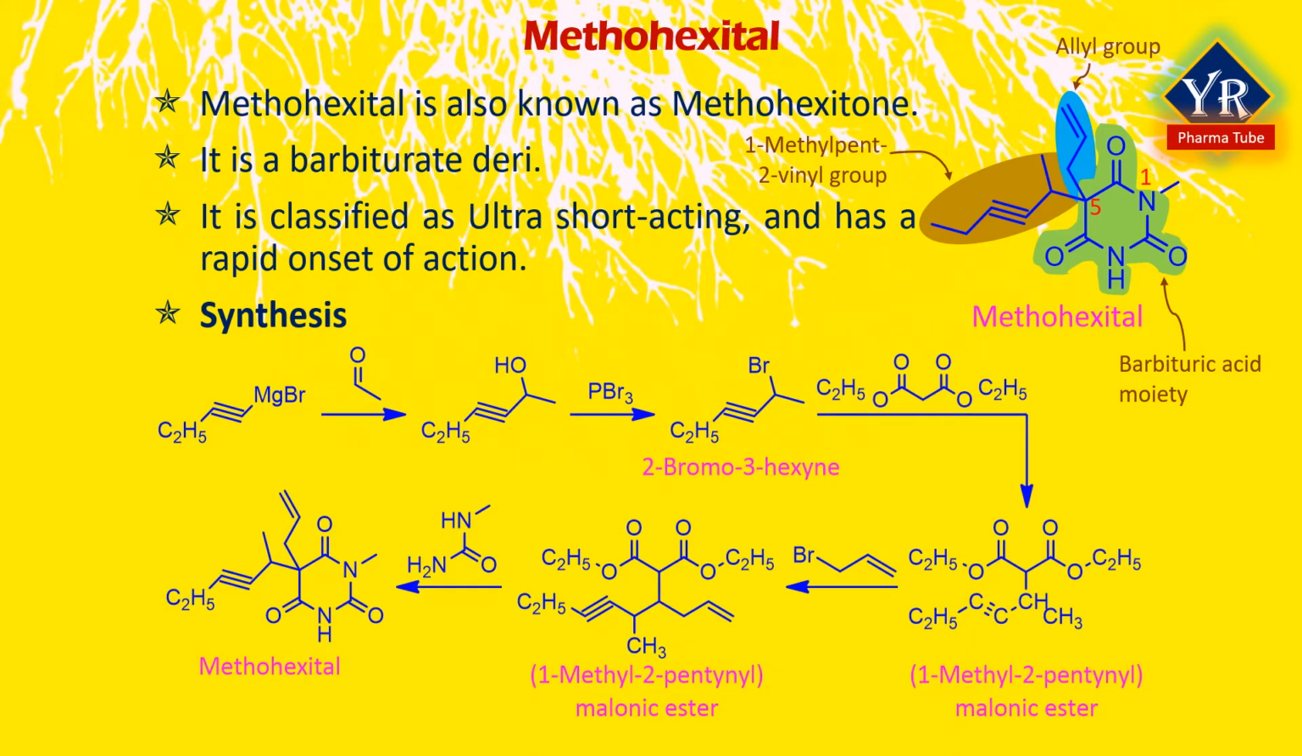Methohexital can be synthesized in the classic manner of making barbituric acid derivatives, in particular by the reaction of malonic ester derivatives with derivatives of urea. The resulting allyl 1-methyl-2-pentynyl malonic ester is synthesized by subsequent alkylation of the malonic ester itself, beginning with 2-bromo-3-hexyne, which gives 1-methyl-2-pentynyl malonic ester, and then by allyl bromide. In the last step, reaction of the disubstituted malonic ester with N-methyl urea gives methohexital.